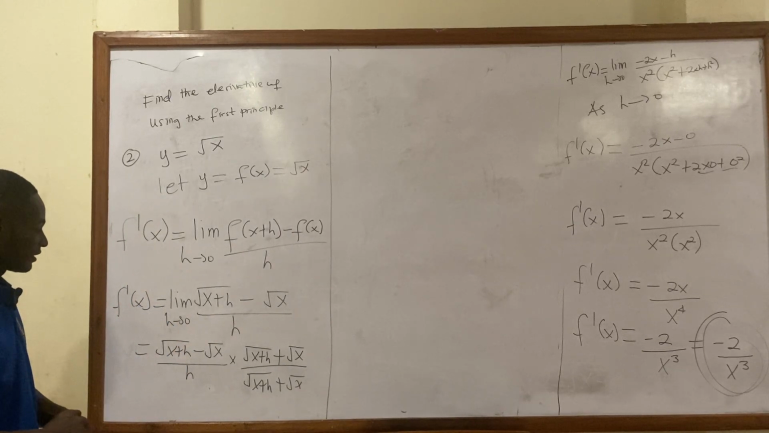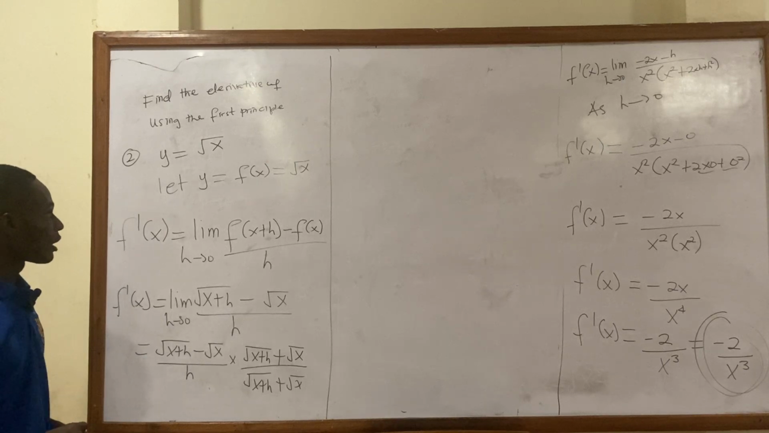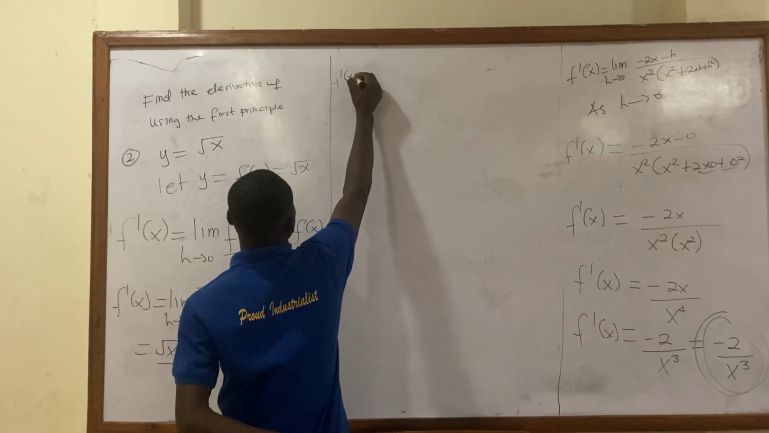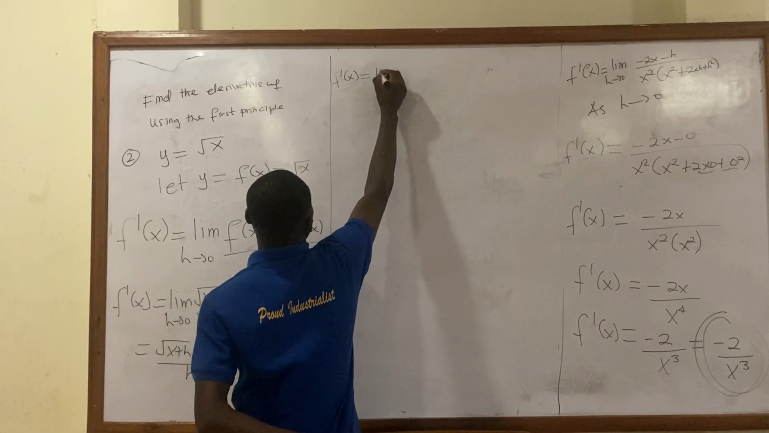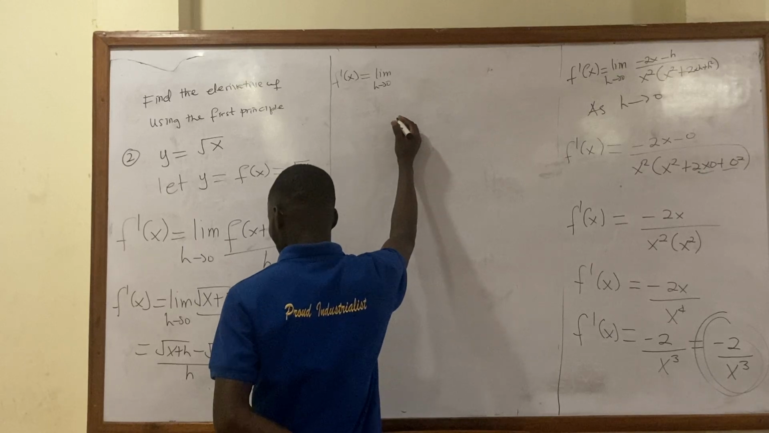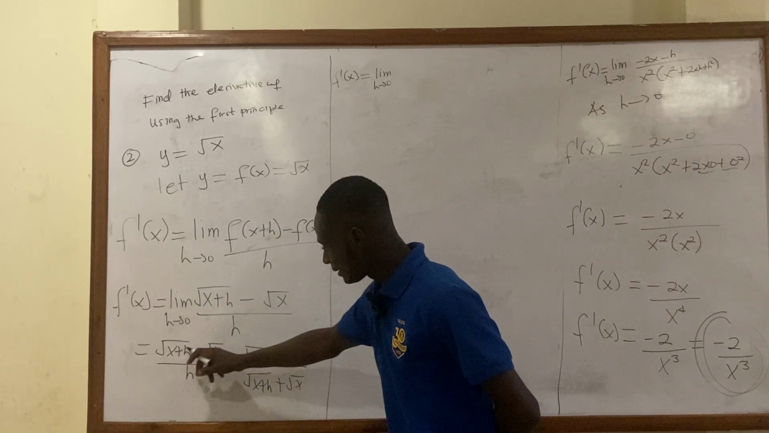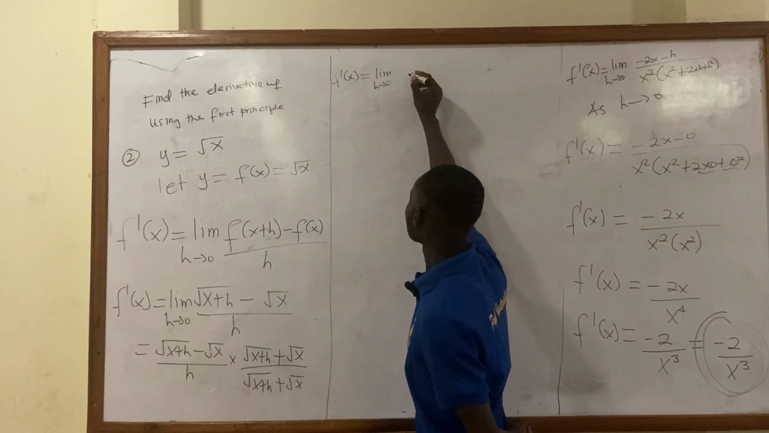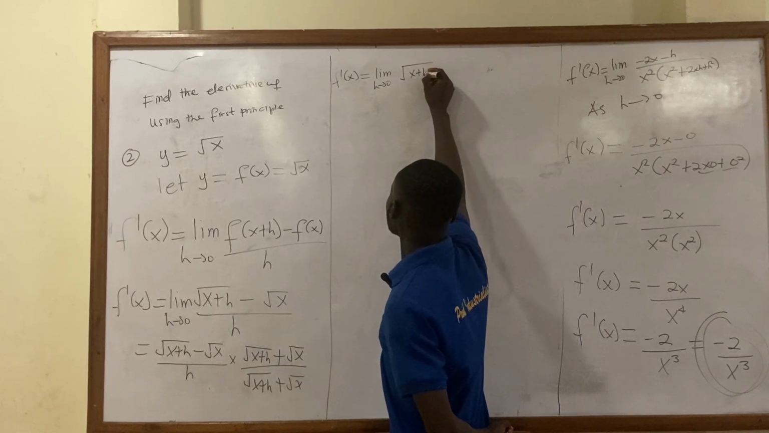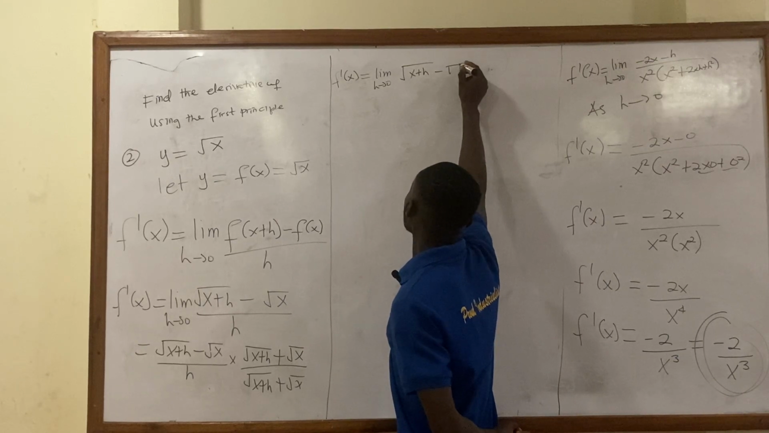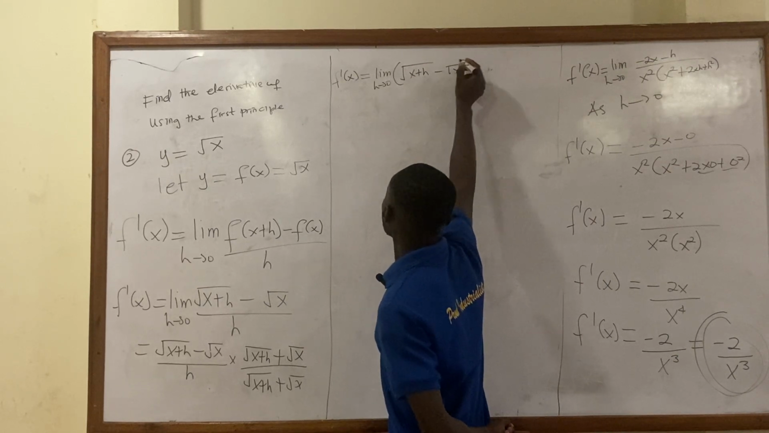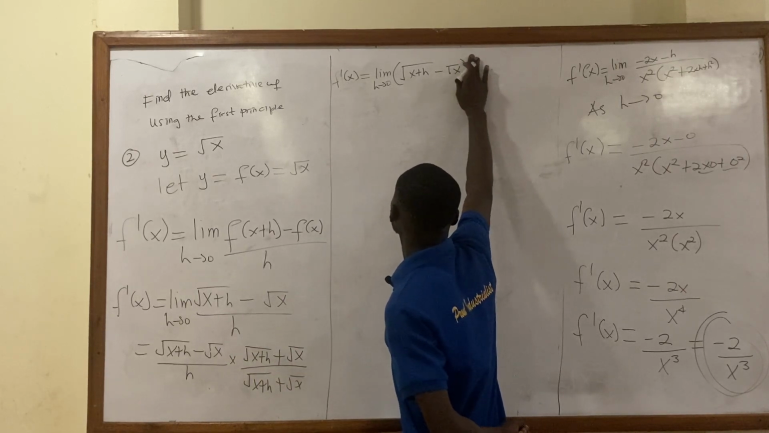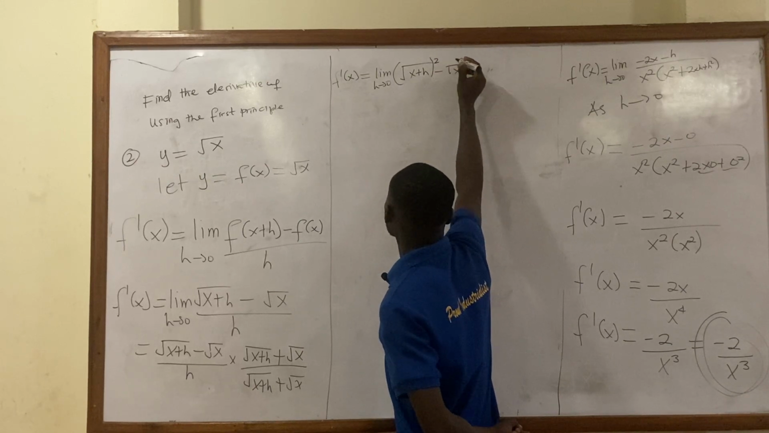All right, very, very simple. So from here, we can go ahead and say that our first principle, the limit as h approaches 0. From here, you can see that this is exhibiting difference of two squares, all right? So we say that root of x plus h minus root of x can be all squared.